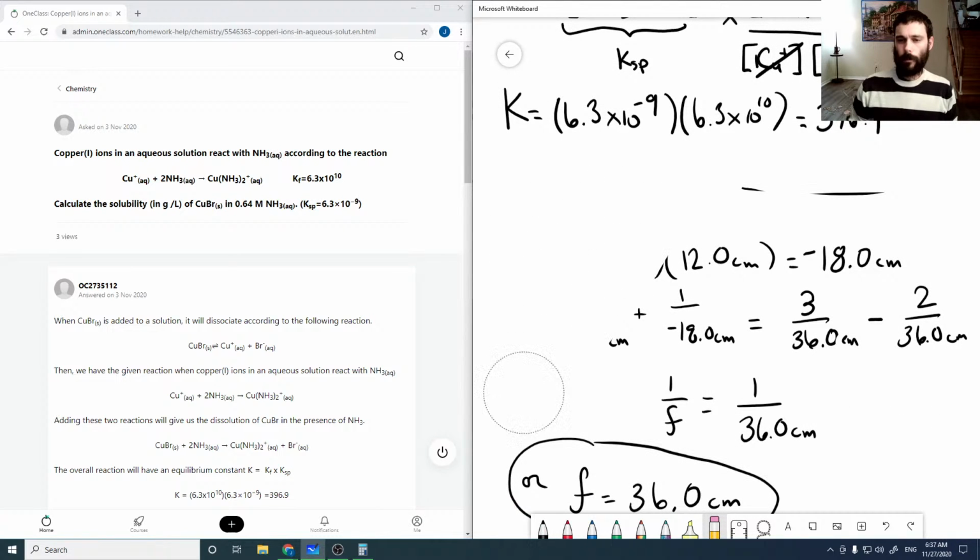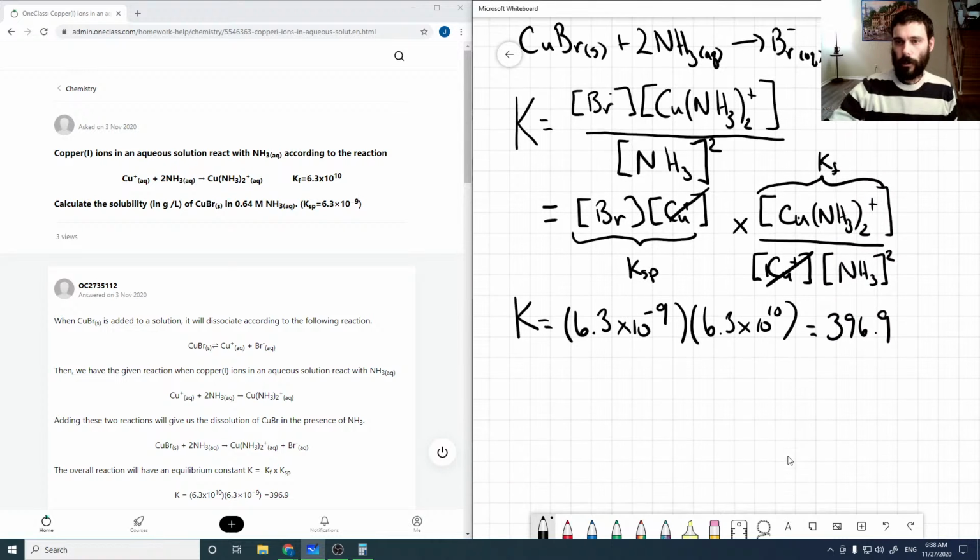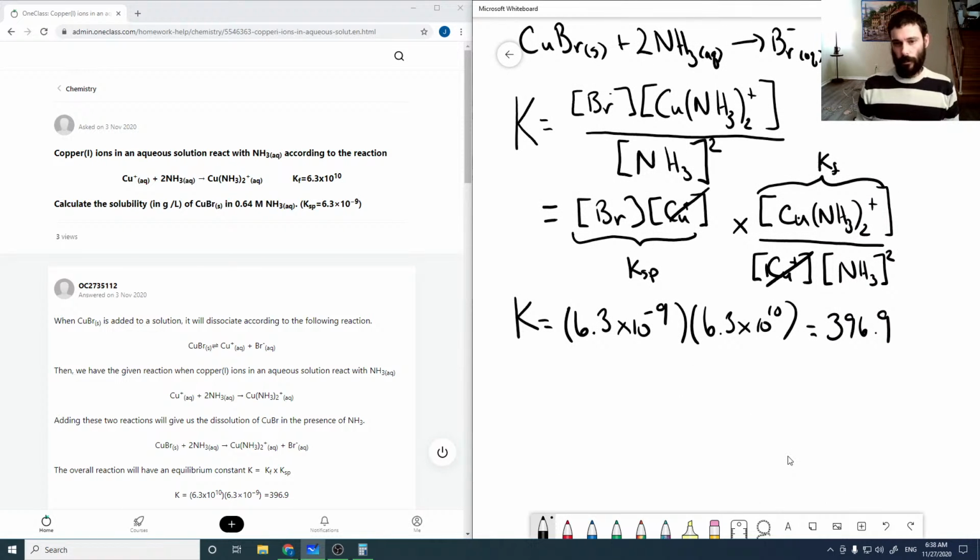I'm just going to erase some of this stuff. So we have the K for our summed reaction, so now we can use that to find our equilibrium concentrations. I'm just going to rewrite our total reaction just so that I remember it also. So copper bromide solid plus 2NH3 aqueous goes to bromine aqueous plus copper ammonia. There's two of those and it was plus.